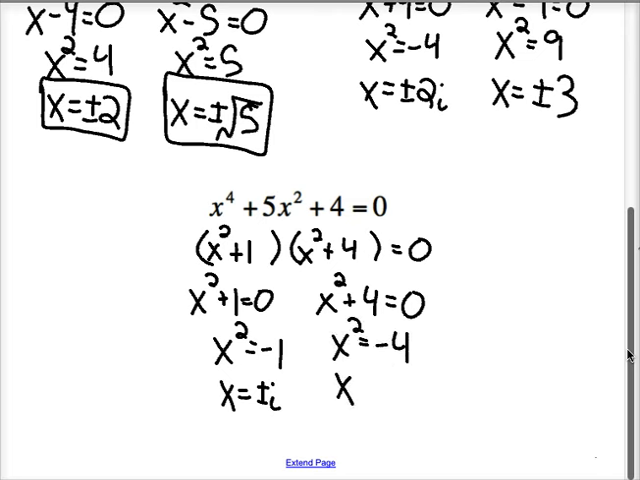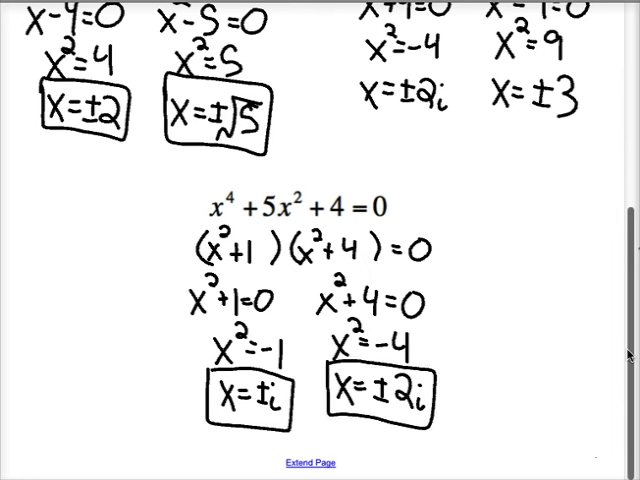Subtract the 4, square root, so we get plus or minus. Well, the square root of 4 is 2, but you square root a negative, so you get your i. And that's where you get your 4 solutions from. Plus or minus i, plus or minus 2i. So really all this is combining your skills of factoring and solving using square roots, two things we've done before. So nothing too difficult, just combining skills together.